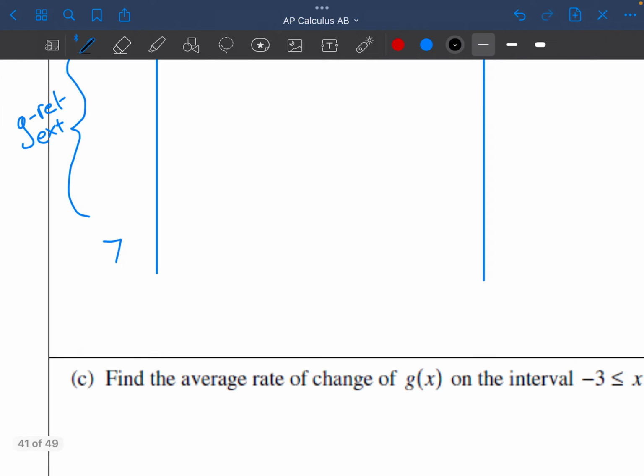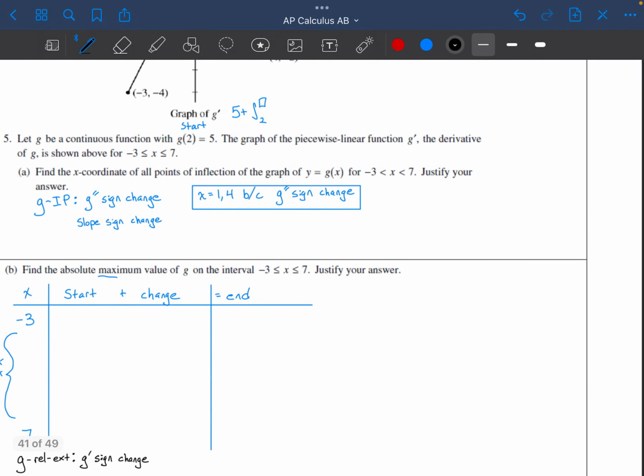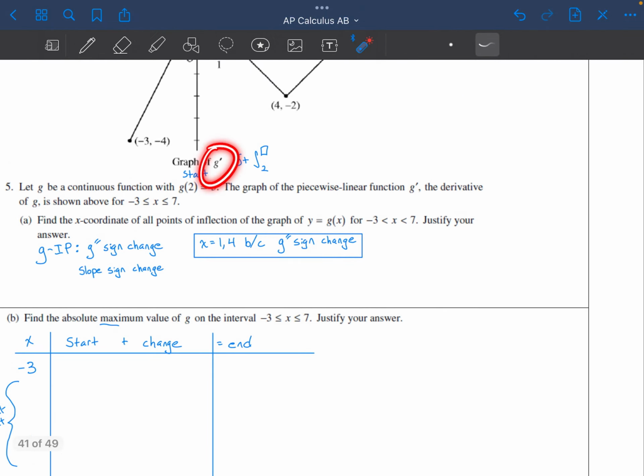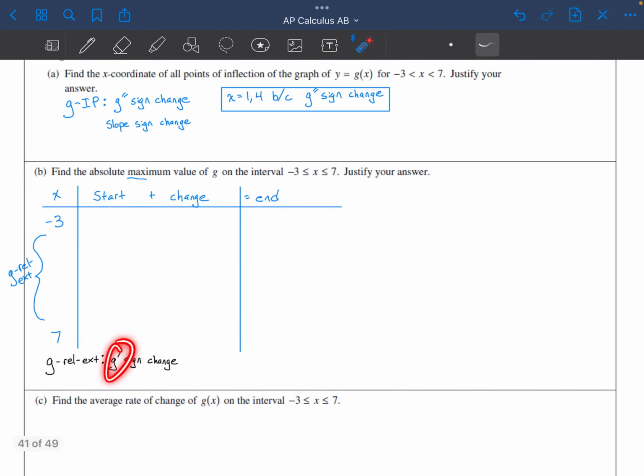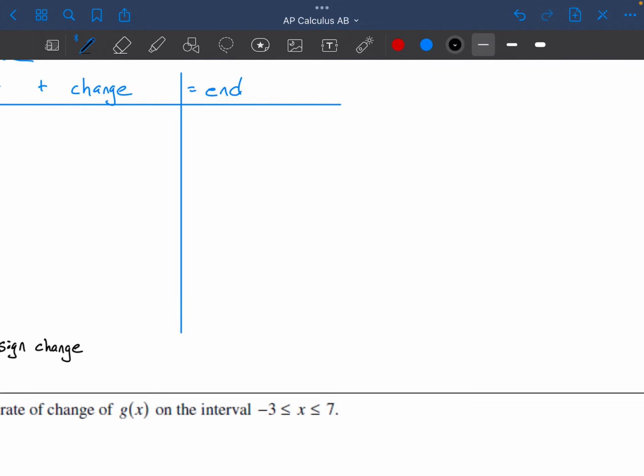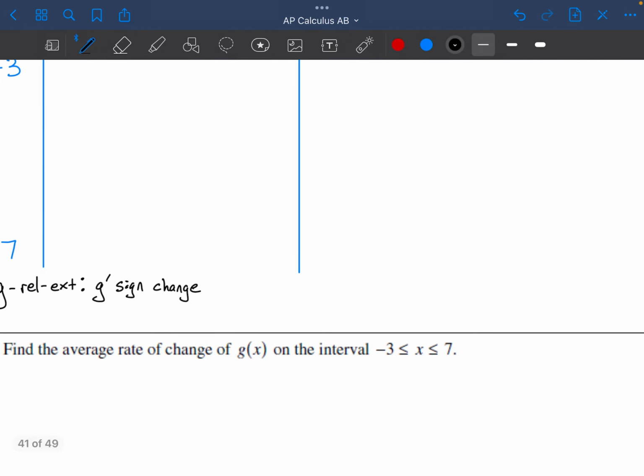So a g relative extremum is where you have a g prime sign change. And put a colon here to let you know that that is the definition. And on a graph of g prime, notice that it says up here graph of g prime, what is g prime? g prime is height. So I'm looking for a height sign change.